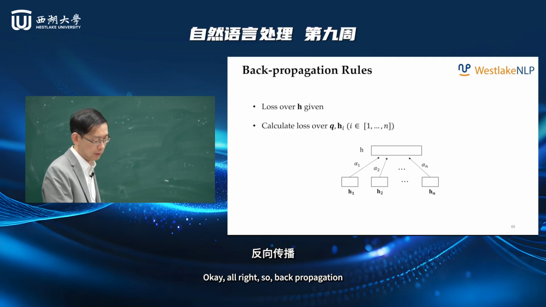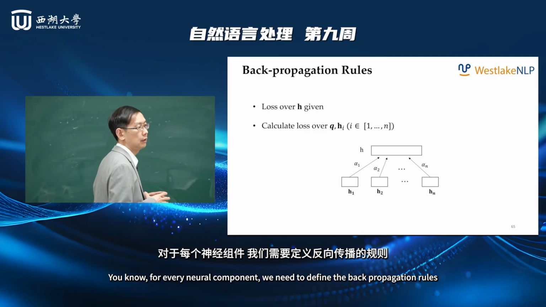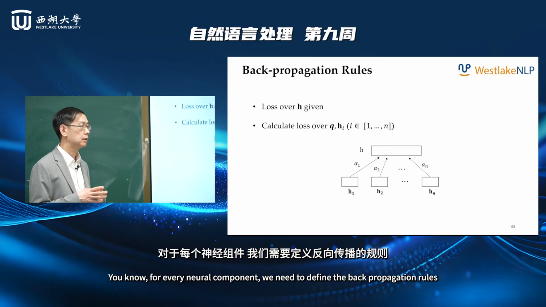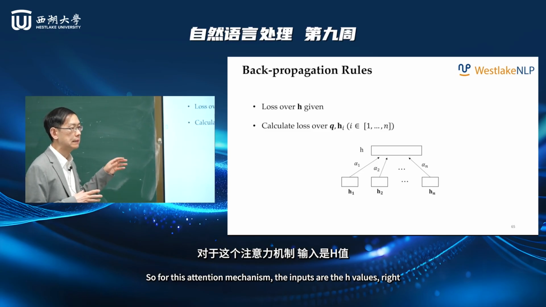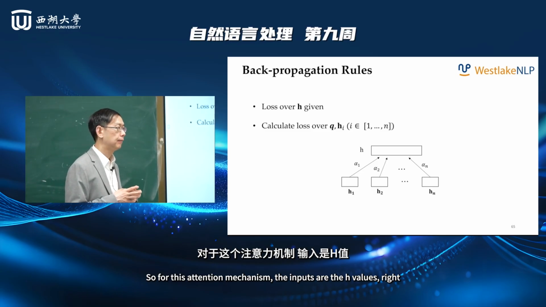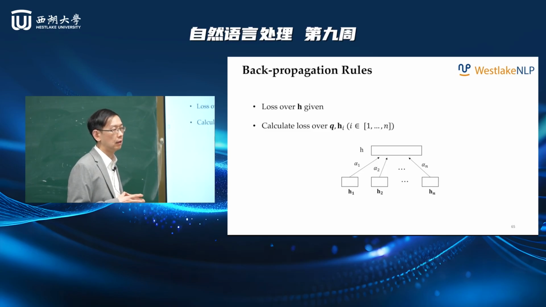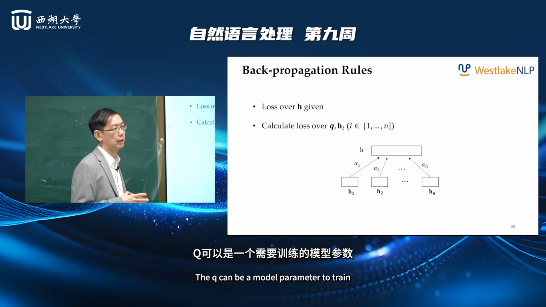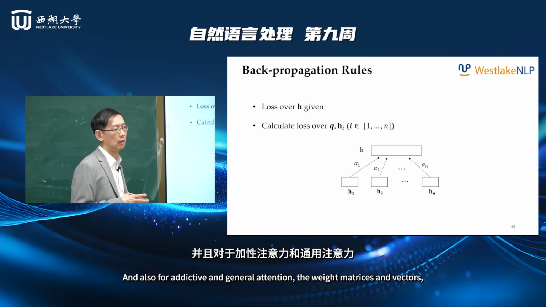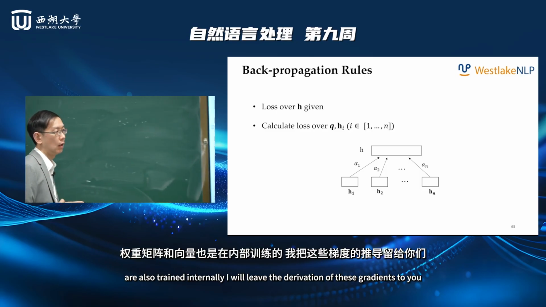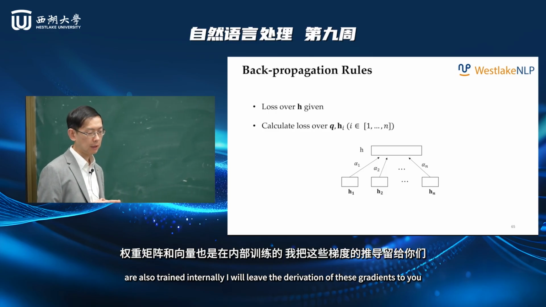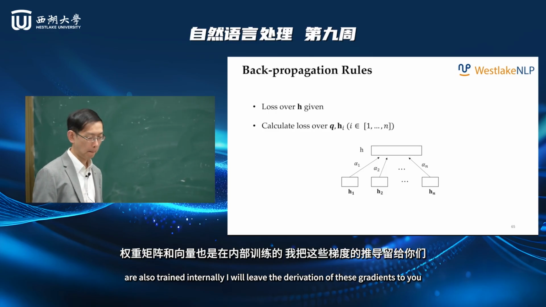All right. So backpropagation, you know, for every neural component, we need to define the backpropagation rules. So for this attention mechanism, the inputs are the H values, right? The Q can be a model parameter to train. And also for additive and general attention, the weight matrices and vectors are also trained internally. I will leave the derivation of these gradients to you.